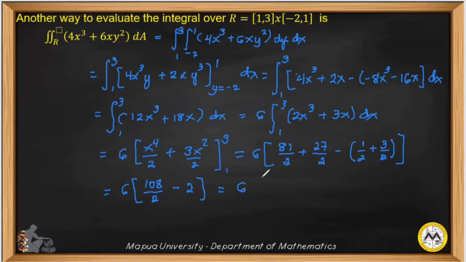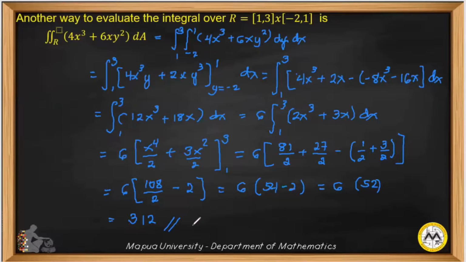We have 6 times 108 over 2, which is 54. 54 minus 2 is 52, and 6 times 52 gives us 312 as well. Of course, we must get the same answer. Previously we were able to evaluate the integral where the differential of a is dx dy, and it gives us the double integral equal to 312.